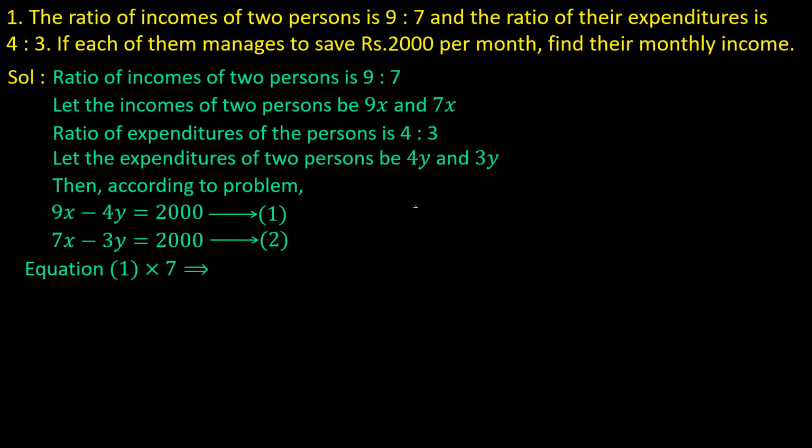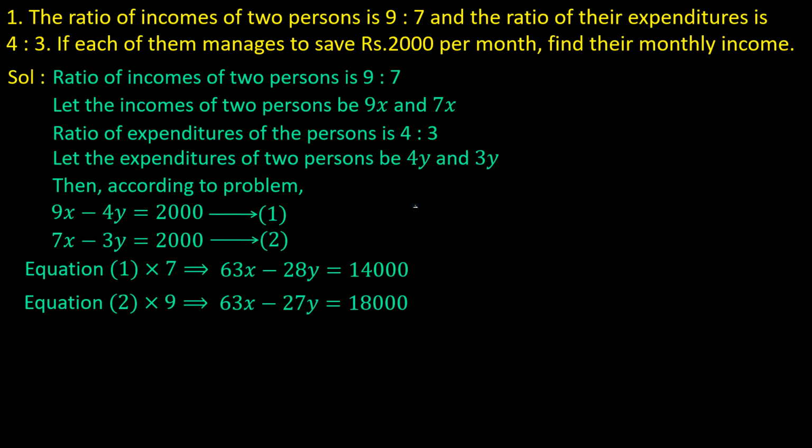That is 63x minus 28y is equal to 14,000. And similarly, equation 2 into 9 implies 9 into 7x is 63x, minus 9 into 3y is 27y, is equal to 9 into 2000 is 18,000. Okay, now let us solve these two equations.